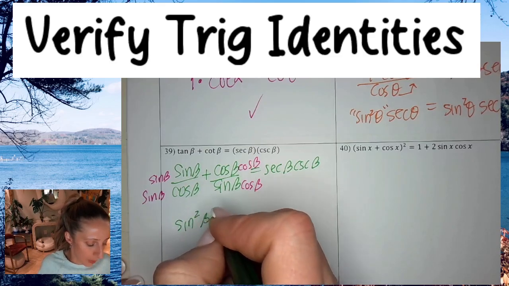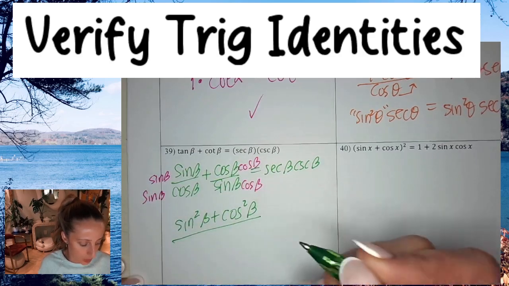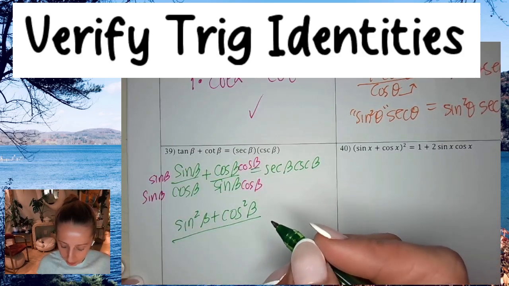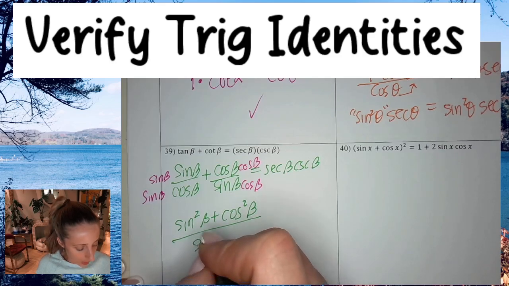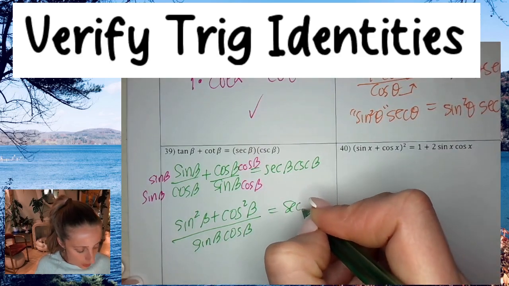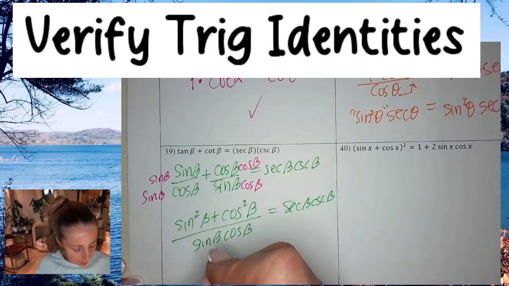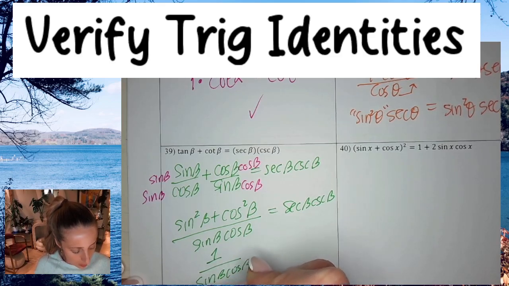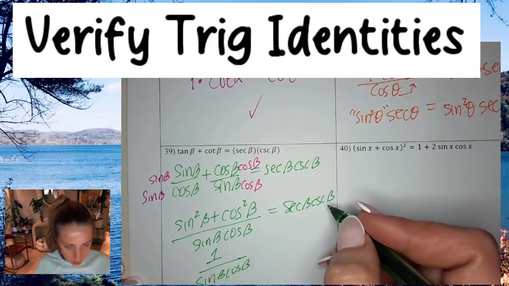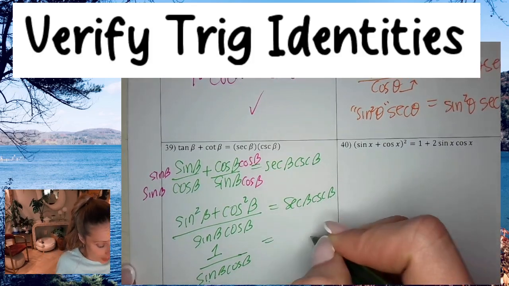Sine squared beta plus cosine squared beta, that's what that is, all over sine beta times cosine beta equals secant beta cosecant beta. Okay, next. This whole top, Pythagorean identity, is 1. Sine beta cosine beta. But sine on bottom is the same as cosecant, and cosine on bottom is the same as secant, so we're right there, right?